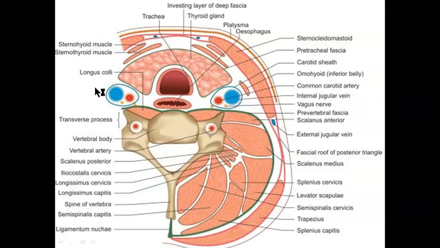Again, same image, cross section. Here we have your thyroid gland, trachea, esophagus, and the carotid sheath with your common carotid artery, or your internal carotid artery, with your internal jugular vein and vagus nerve placed on the posterior side. Again, in the carotid sheath, the internal carotid artery is the most medial one, the internal jugular vein is your most lateral one, and your vagus nerve is placed between them.